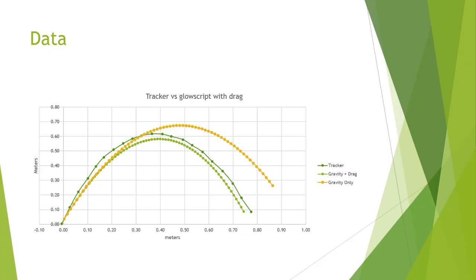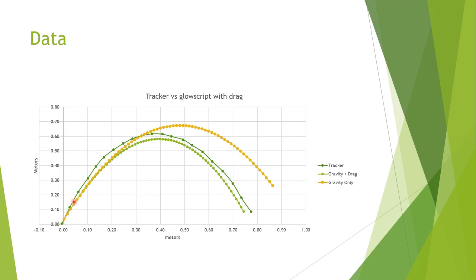And here's the data from my three different models. First, the gravity only model, given in this orange color. That's just where it would end up if there was zero drag on the piece of paper. You can see it's very far from the other ones, showing that there definitely is a drag force acting on the ball. This light green one here is the GlowScript code with gravity and drag, and this darker green one here is the Tracker.